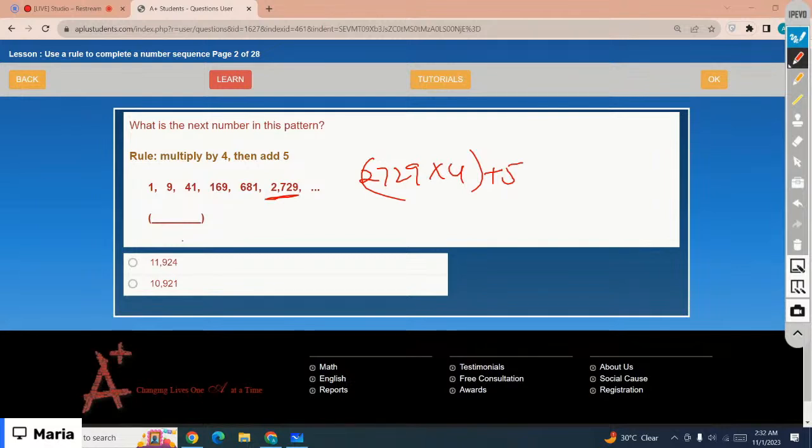Do we need to use no? You just have to follow the rule given. Whatever number you are given here, you have to follow. Like multiply by 4 and then add 5, not specifically 5. Any number given, right? By chance it is 5, but you add the given number here. For example, if you have add 1, then you have to add 1. Got it? Okay, let me just do 2729 times 4.